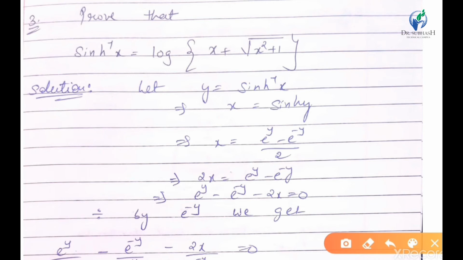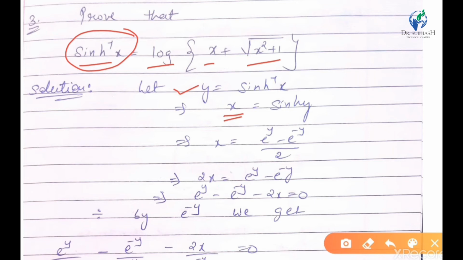What is the question? Prove that sinh inverse x is equal to log of x plus the square root of x square plus 1. We will start from sinh inverse x. Now we will assume it as some variable. Okay. So let y equal to sinh inverse x. Now this implies x equal to sinh y. We will take the sinh term to the other side, so we get x equal to sinh y.